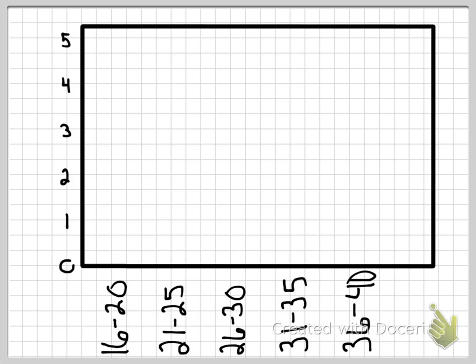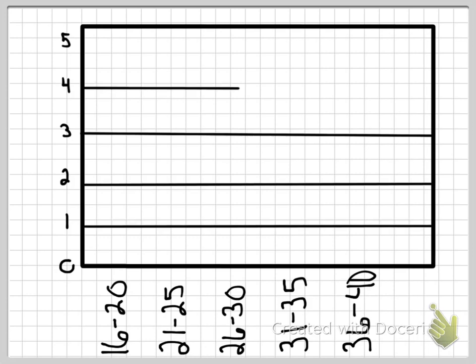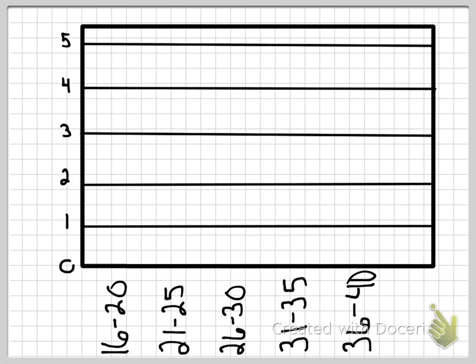set up our categories. Now, what's the one thing I'm forgetting here? What did I forget to do? My grid lines. Okay, you got to make sure you have your grid lines. And now you're ready to graph your histogram. Make sure you have it set up like this. If you did it wrong, go back and fix it.